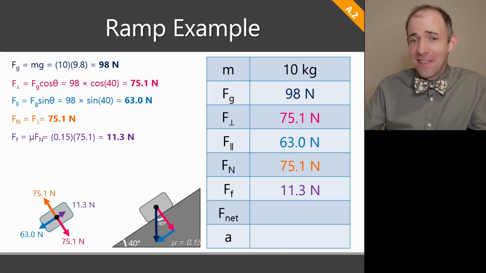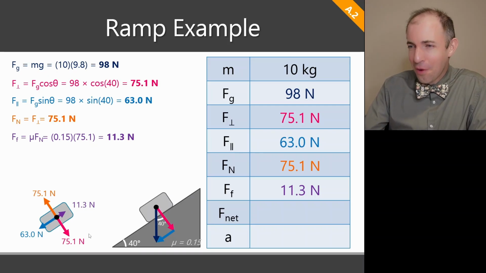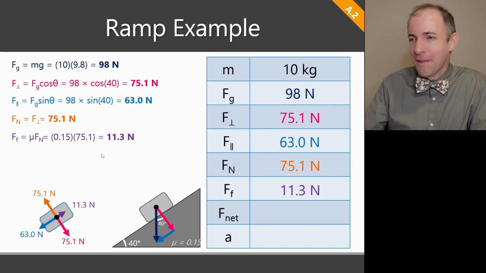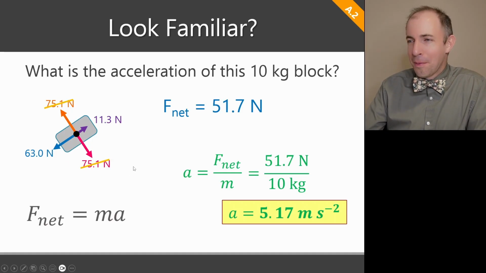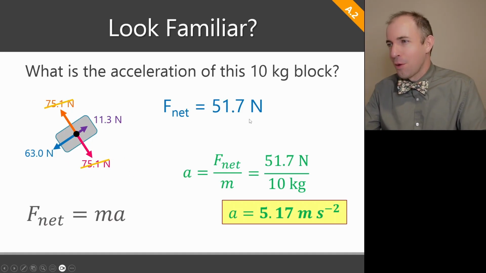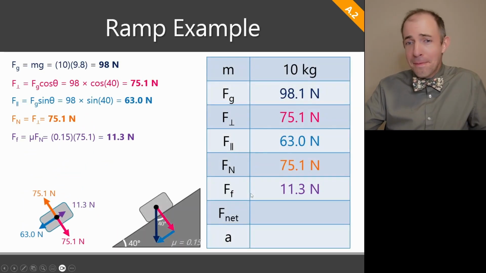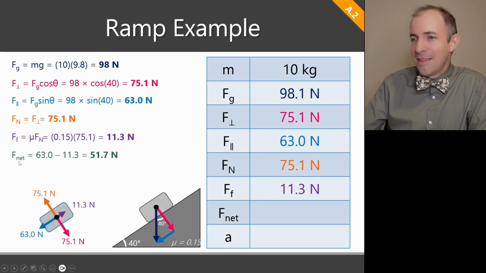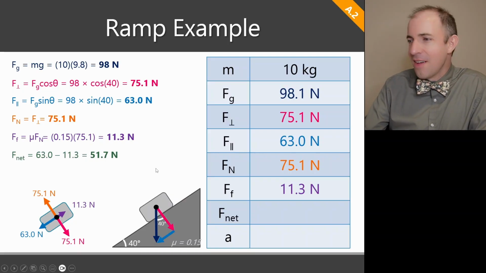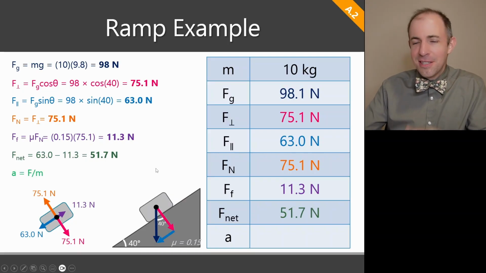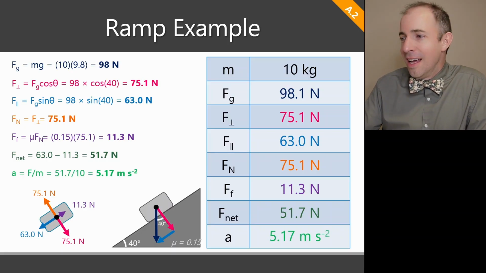So now that we've seen all of these forces and where they're coming from, that picture might actually look familiar. Now we see four forces that are acting on an object and we need to find a net force. You've seen that already. That was the example problem that we started with, and we were pretty easily able to determine that the net force was 51.7 and our acceleration was 5.17. So now going back to this example, we see that the net force is just the difference between those two, 51.7, and the acceleration is the force divided by the mass of 5.17.